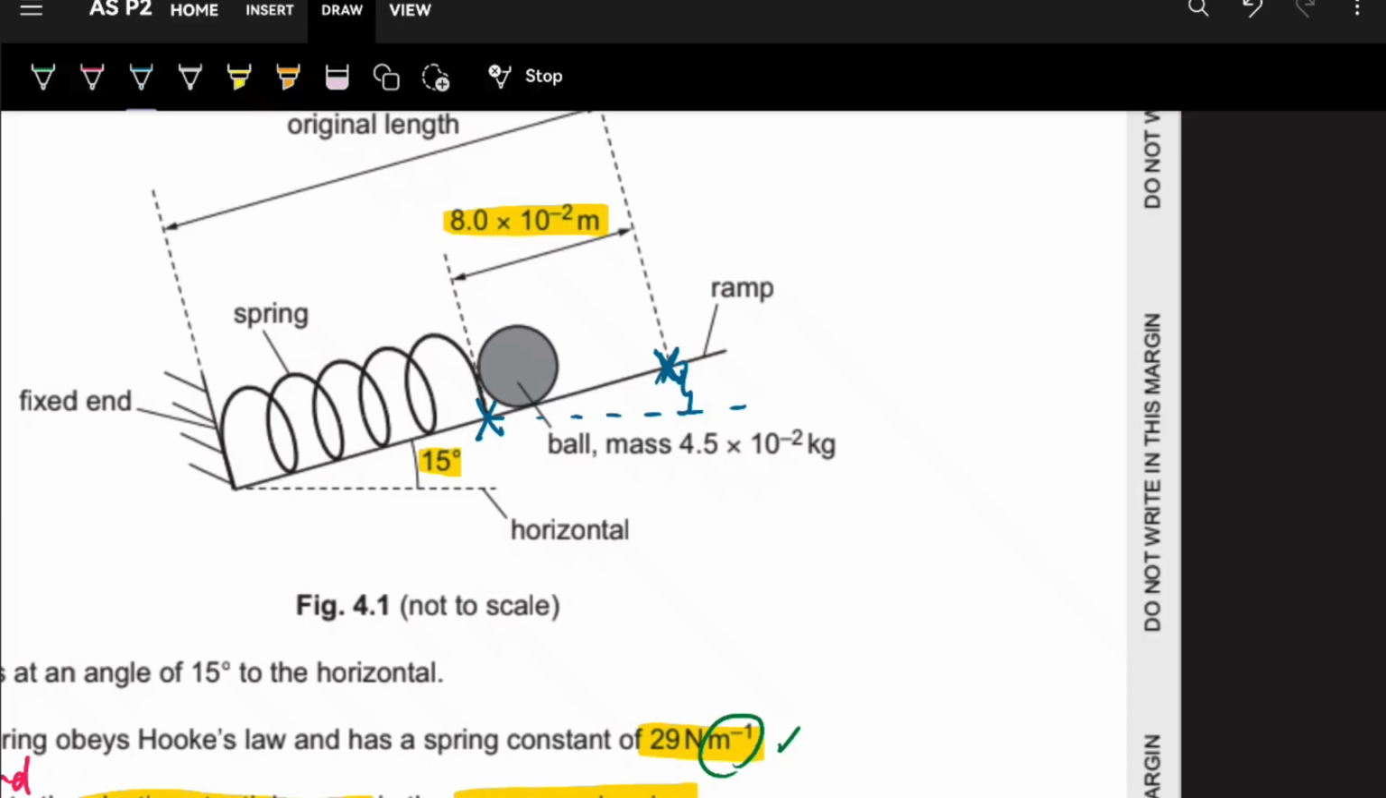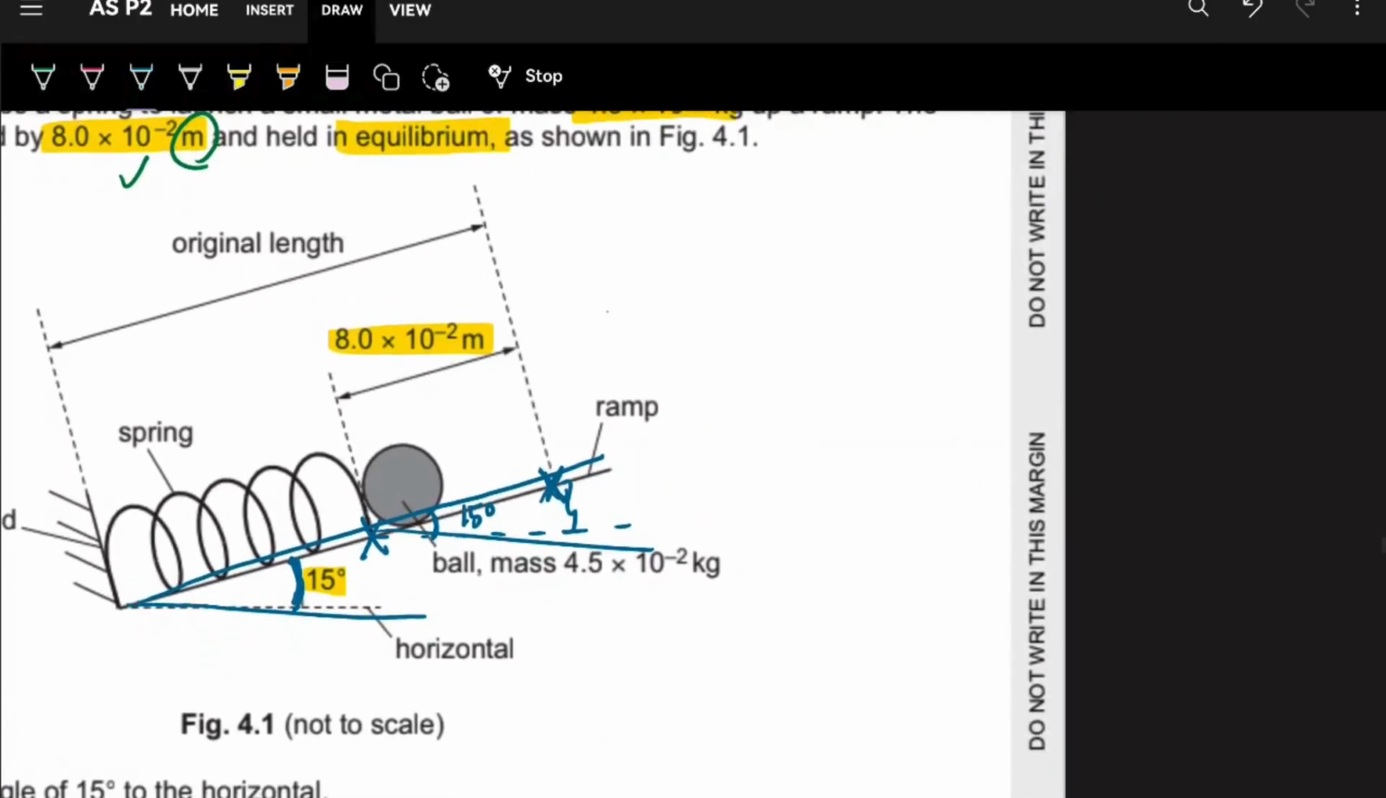If you still remember, the angle here and the angle here are the same. So that means this is also 15 degrees, because these two are parallel. So if I can see, this is 15, this is also 15. Okay, let me draw for you outside. So now we know this is 15 degrees.